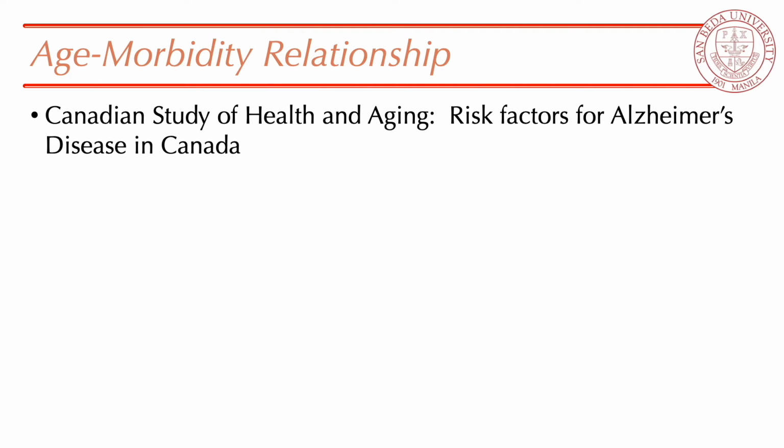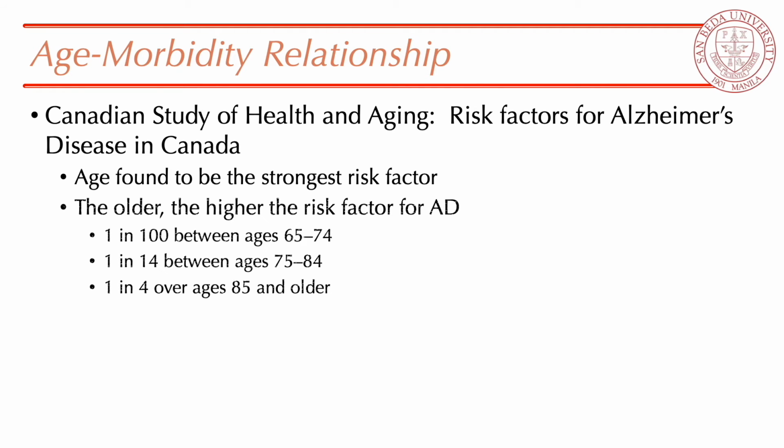Now, the Canadian Study of Health and Aging is a study of the epidemiology of dementia in Canada. Now, it has followed over 10,000 elderly Canadians over a 10-year period from 1991 to 2001. Now, in this longitudinal study, age was found to be the strongest risk factor for Alzheimer's disease, and basically, the older a person is, the higher the risk.